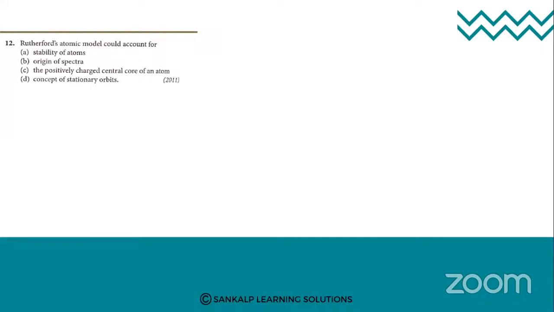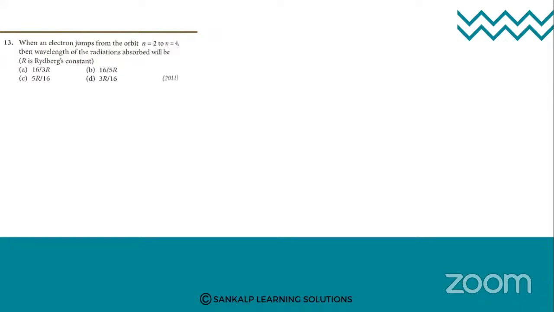Yes, option C. Correct. So according to Rutherford's atomic model, the entire positive charge and most of the mass of the atom is concentrated in a small volume that is called the nucleus, and the electrons are revolving around it.